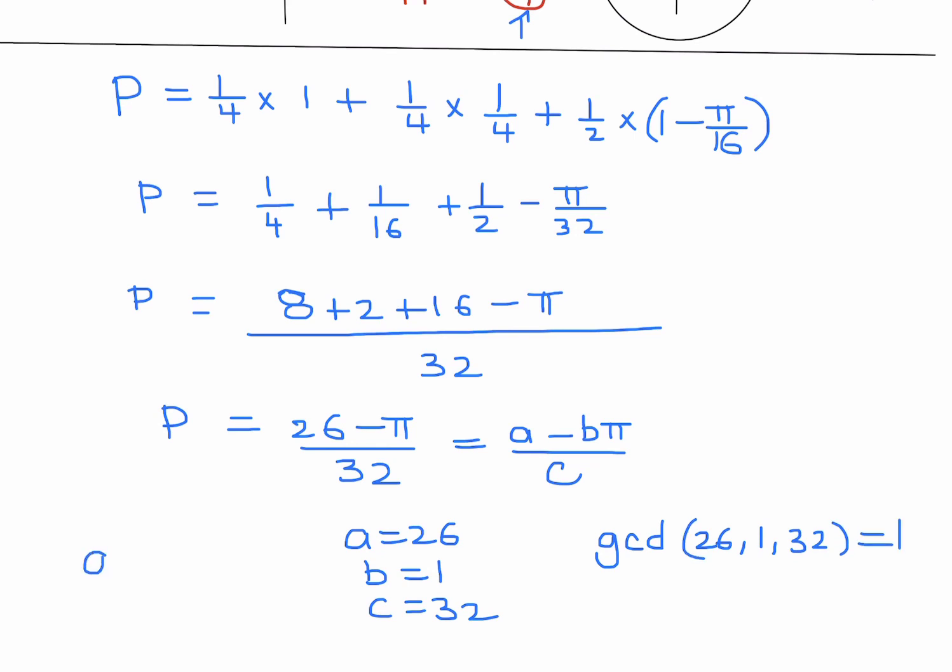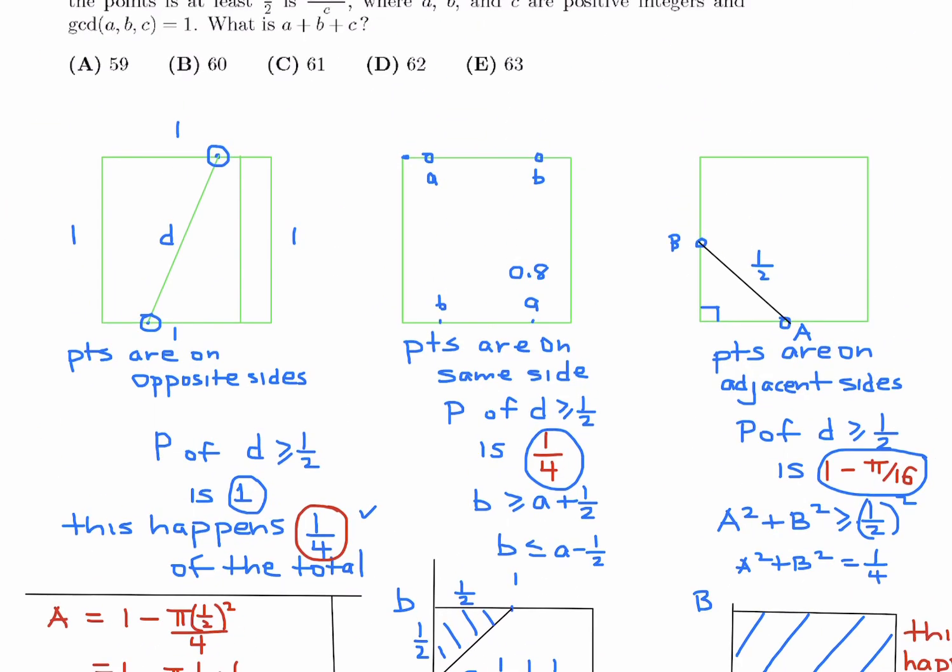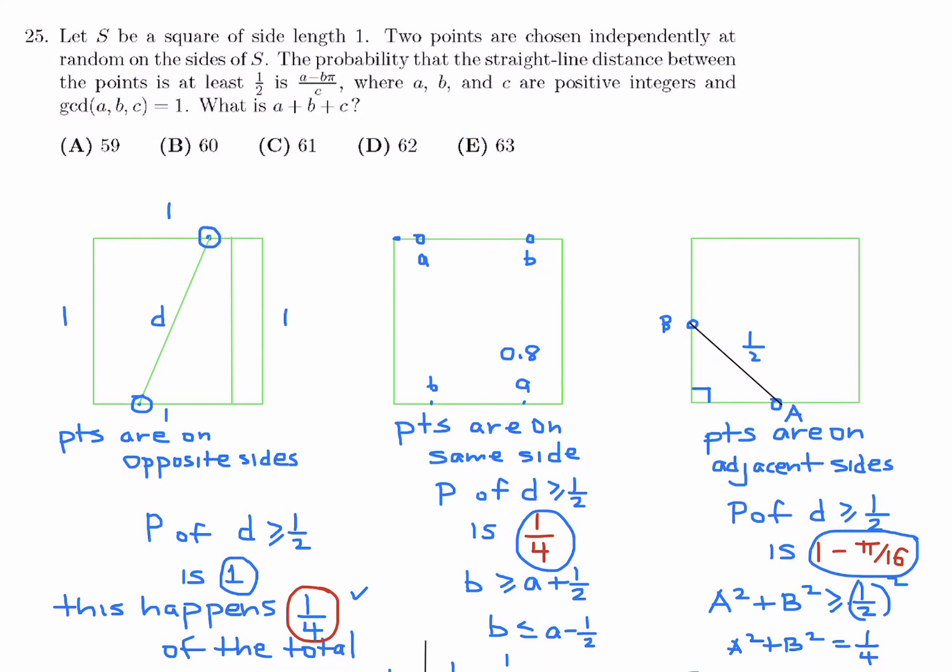So now all I have to do is figure out the sum, A plus B plus C, and that is 26 plus 1 plus 32, which is equal to 59. So 59 is the answer to this question, and that would mean 25, the answer is A.